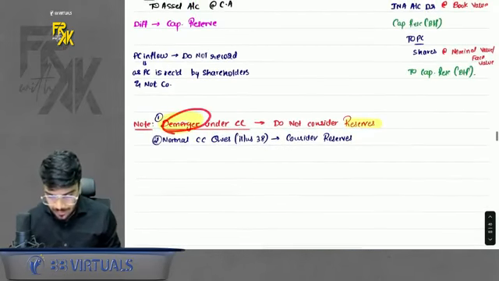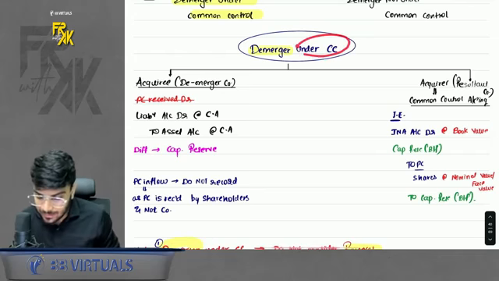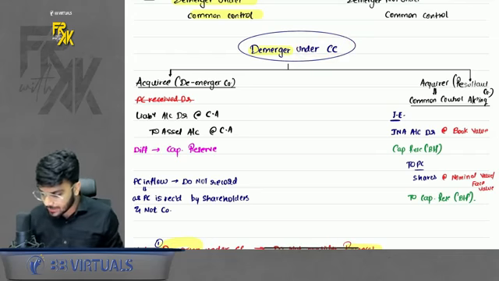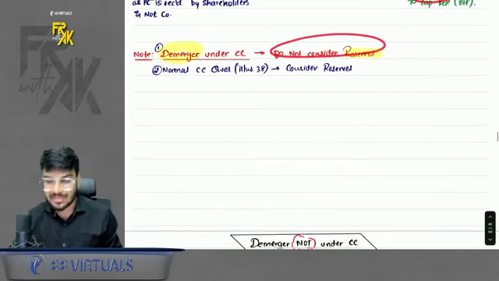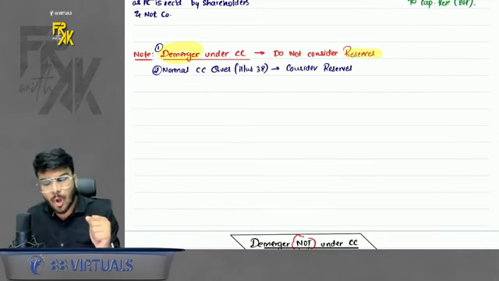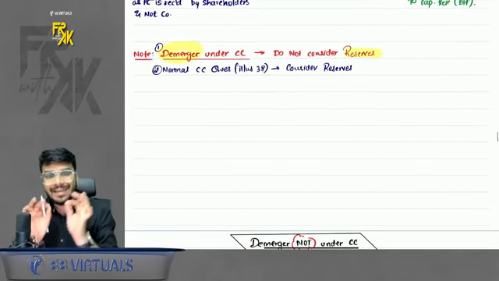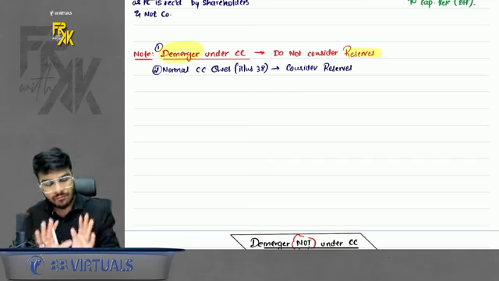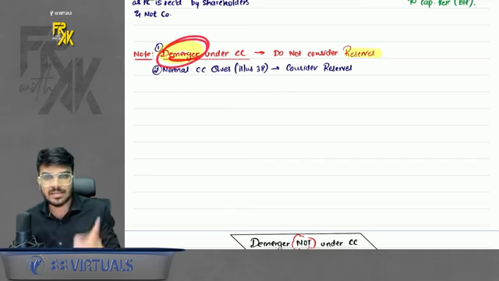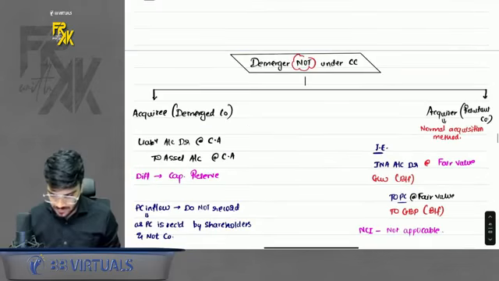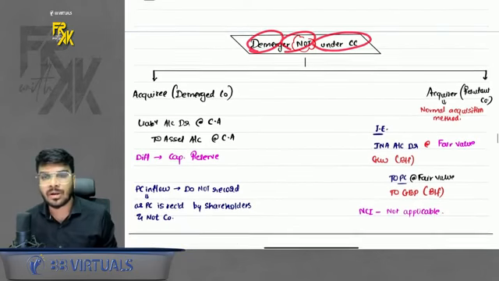Acha, in case of demerger, you will also say one thing, sir, it is under common control now. So why not take over the reserves? In case of demerger, do not consider reserves. But sir, you said in common control, reserves are considered. Only in case of a normal common control question, we will consider reserves. But in case of demerger, do not consider reserves. Okay, chalo.